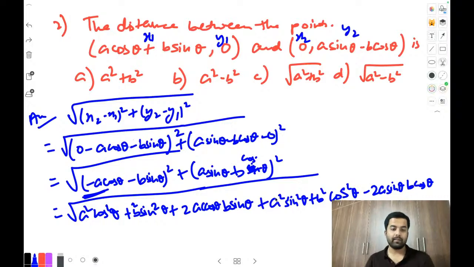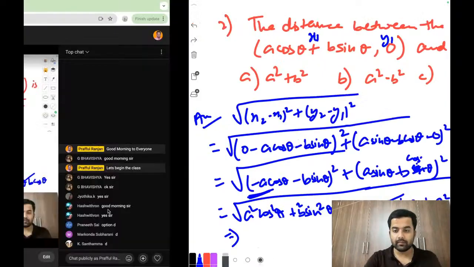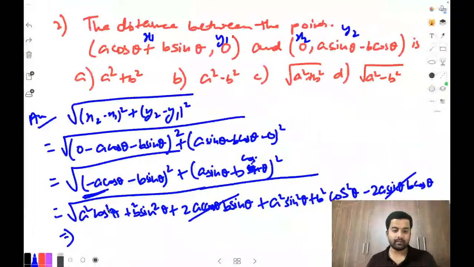This is the thing. Now what can we cancel here? This whole part got cancelled. Now remaining is 2a square. No, wait. Anyone got the answer of this? Anyone? Nobody. Yeah, here we can see what is remaining: a square cos square, b square sin square, a square sin square, and b square cos square.